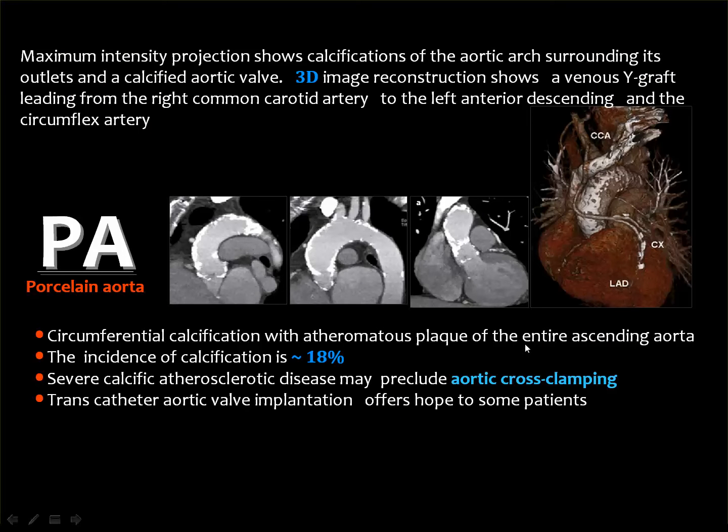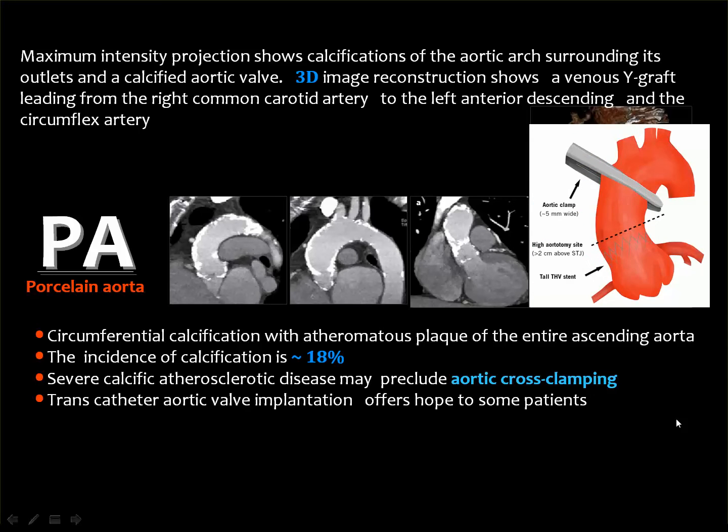Then there may be circumferential calcification or atherosclerotic calcification of the aorta, and according to the literature, calcium is present in about 18% of the cases, and severe calcification of the aorta may preclude aortic cross-clamping, because this is a dangerous process when you are doing such a procedure. In cases of heavy aortic calcification, this is contraindicated according to the literature.